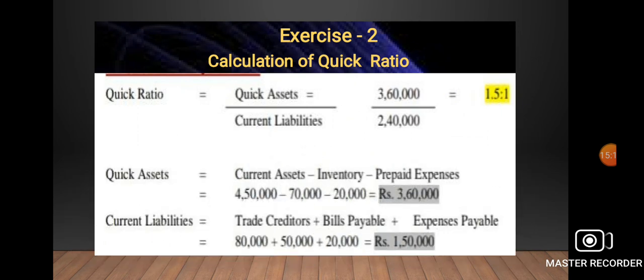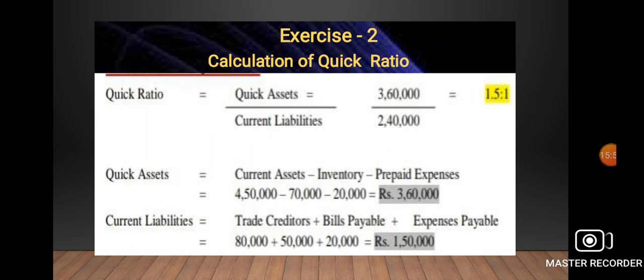Then question number 2. Calculate quick ratio. Total current liabilities rupees 2,40,000. Total current assets rupees 4,50,000. Inventories rupees 70,000. Prepaid expenses rupees 20,000. Quick ratio gives the proportion of quick assets to current liabilities. It indicates whether the business concern is in a position to pay its current liabilities as and when they become due. Quick assets are current assets excluding inventories and prepaid expenses. It is otherwise known as liquid ratio or acid test ratio. Another name is acid test ratio.